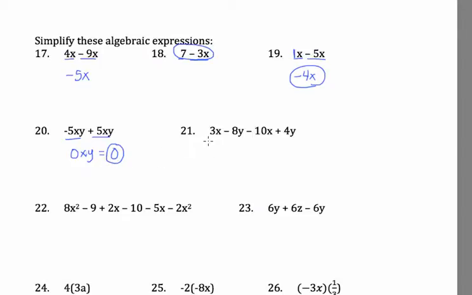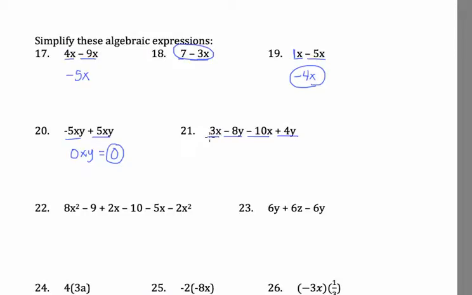This one, we have 4 terms. Remember, when you split up the terms, you have to include the negative sign with the term. Or the positive sign. So this one is positive 3x. This term is negative 8y. This term is negative 10x. This term is positive 4y. So when you think of the terms, then you have to think of that sign with it.